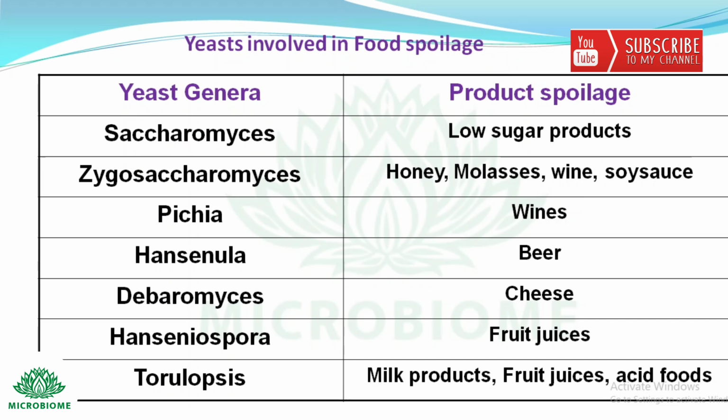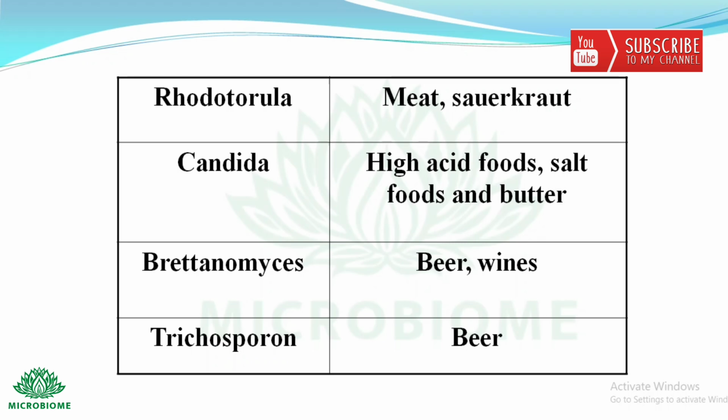Then yeast involved in food spoilage. Saccharomyces in low sugar products. Zygosaccharomyces in honey, molasses, wine and soy sauce. Pichia in wines. Hansenula in beer. Debaryomyces in cheese. Hanseniaspora in fruit juices. Torulopsis in milk products, fruit juices and acid foods. And next, Rhodotorula in meat and sauerkraut.